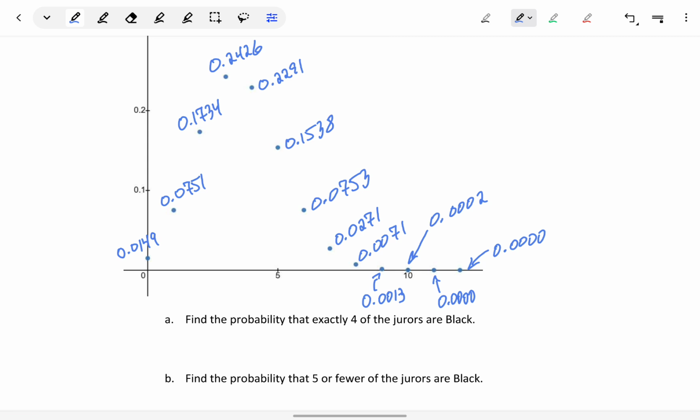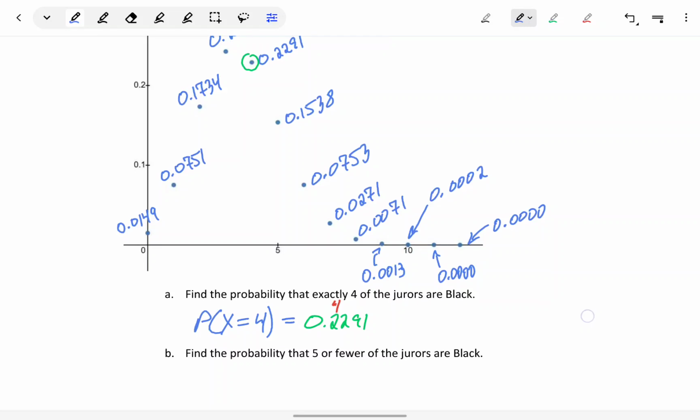In part A, we want to find the probability that exactly 4 of the jurors are black. That would be the probability that X is exactly equal to 4, in which case we'd find the 0, 1, 2, 3, 4th dot, and that probability then would be exactly 0.2291. So that's the height of the dot over X equals 4.